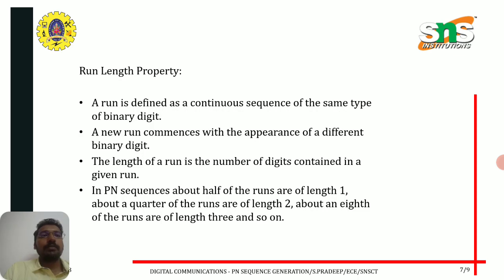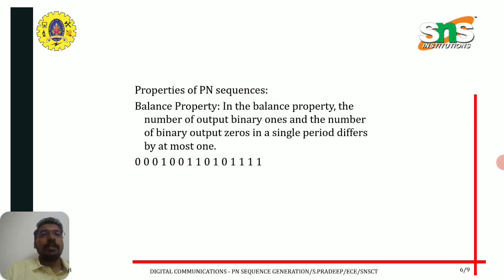Next, the run length property. A run is defined as a continuous sequence of the same type of binary digit. A new run commences with the appearance of a different binary digit. The length of a run is the number of digits contained in a given run. In a PN sequence, about half of the runs are of length 1, about a quarter of the runs are of length 2, about an eighth of the runs are of length 3 and so on. In this sequence, the first 000 is one run, the next 1 is one run, the next 2 zeros are a run and the next 2 ones are the next run, likewise.